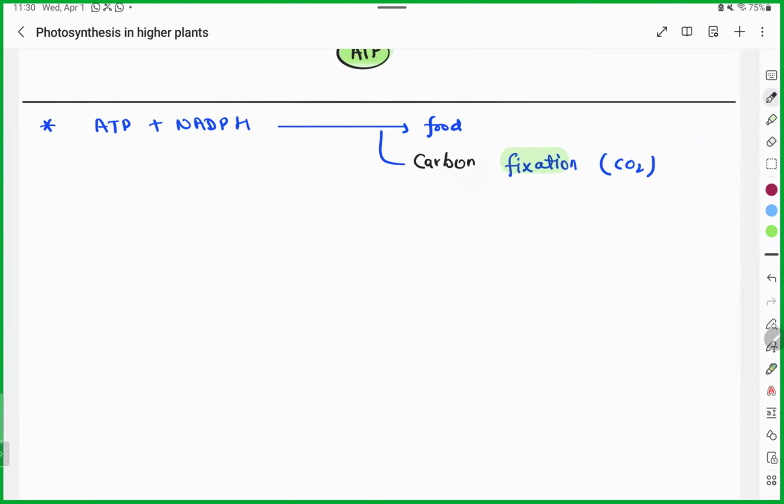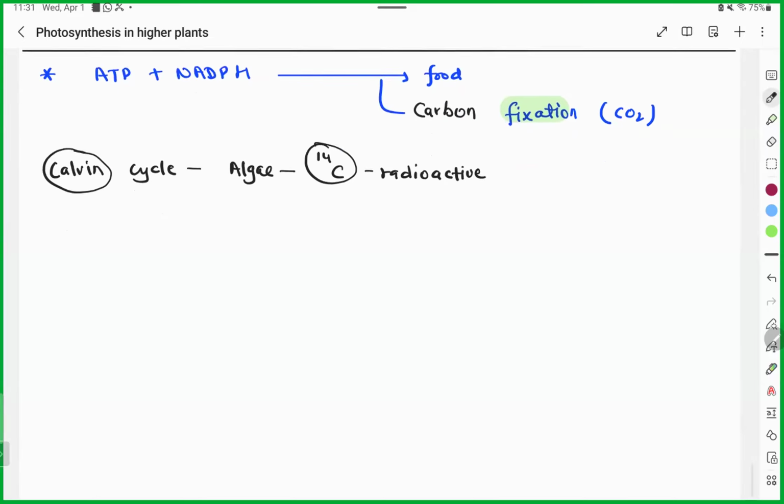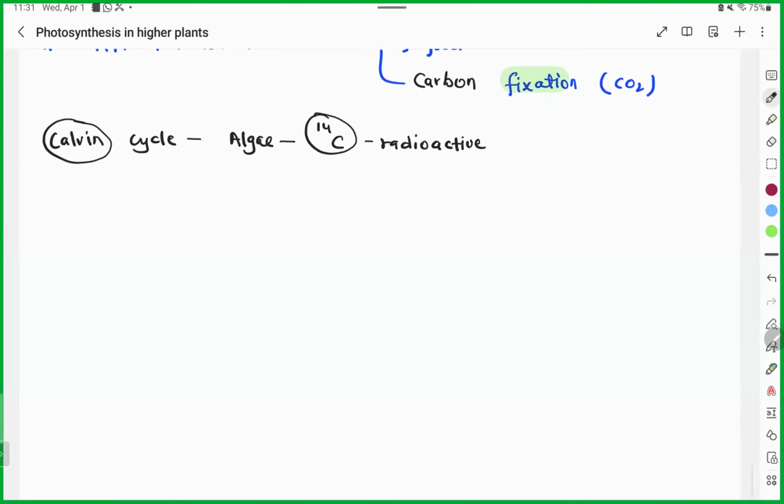Carbon fixation, or biosynthetic phase, because food is produced. How food is produced is explained by Calvin. Calvin gave the complete process of how food is produced, by using algae plant and the radioactive carbon-14. By using this radioactive carbon, he explained the full mechanism of food formation, that is the Calvin cycle. How glucose is produced is the process.